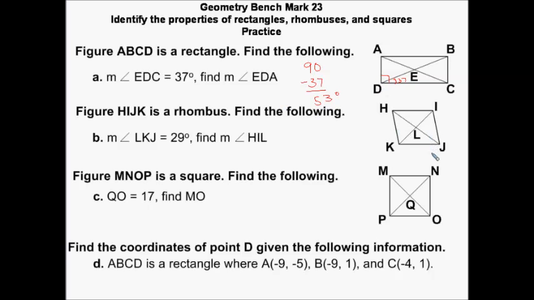HIJK is a rhombus. LKJ, that's this part right here, is 29. And I want to find HIL, that's this part right here. But from my picture on a rhombus, I know that this is the same as this, is the same as this, is the same as that. So far, okay? So if this is 29, that is 29.